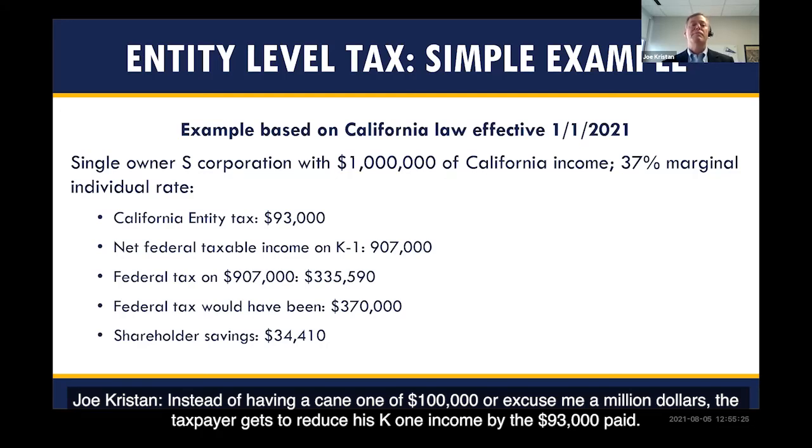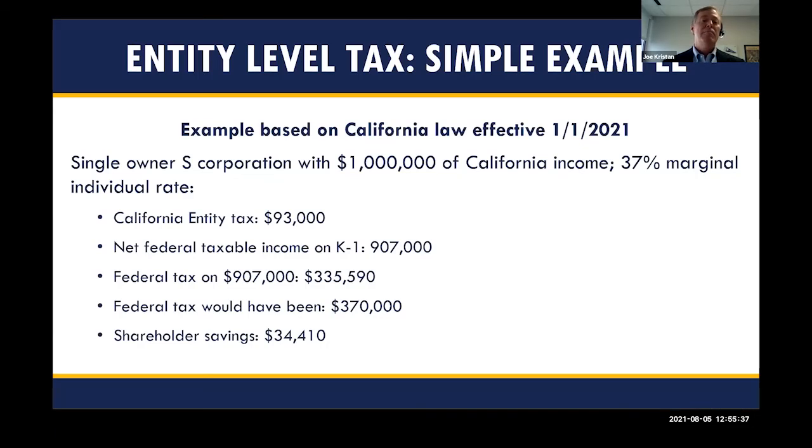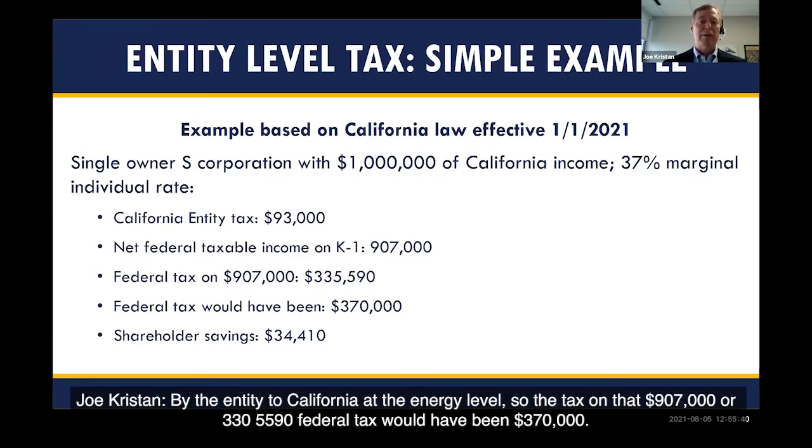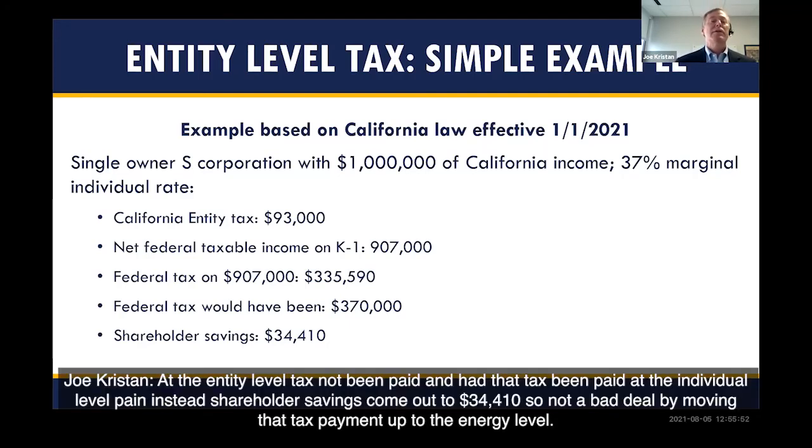Instead of having a K-1 of $1 million, the taxpayer gets to reduce his K-1 income by the $93,000 paid by the entity to California at the entity level. So the tax on that $907,000 is $335,590. The federal tax would have been $370,000 had the entity level tax not been paid, and had that tax been paid at the individual level instead. Shareholder savings come out to $34,410. So not a bad deal by moving that tax payment up to the entity level.